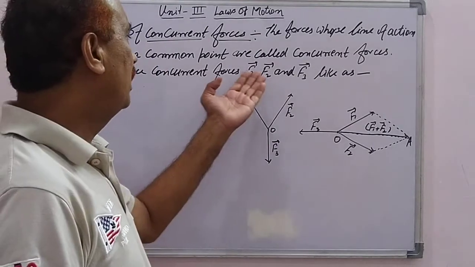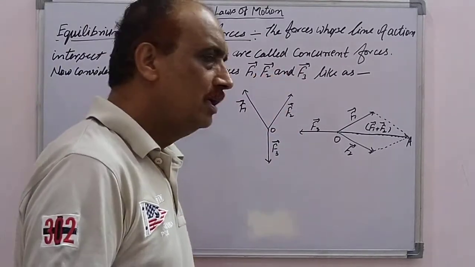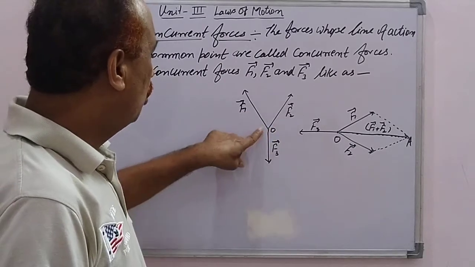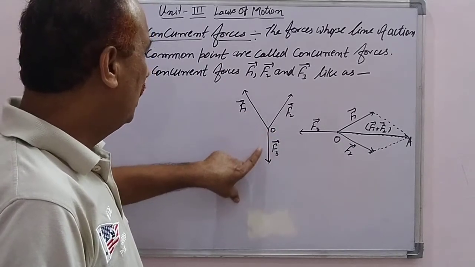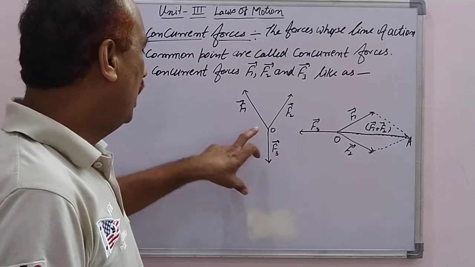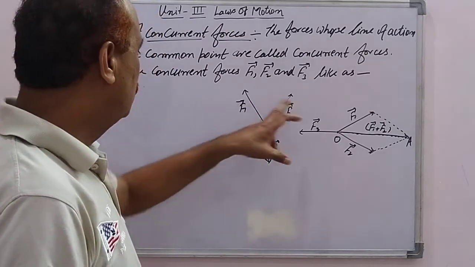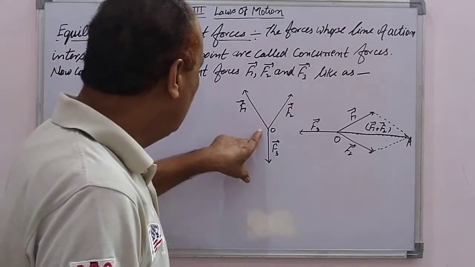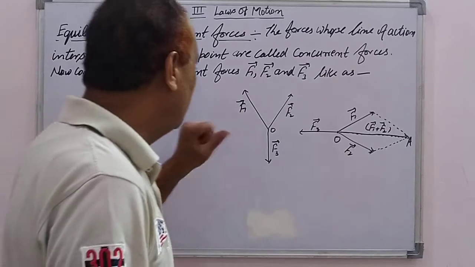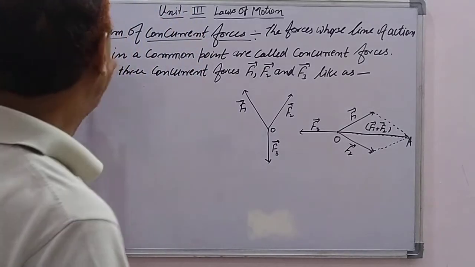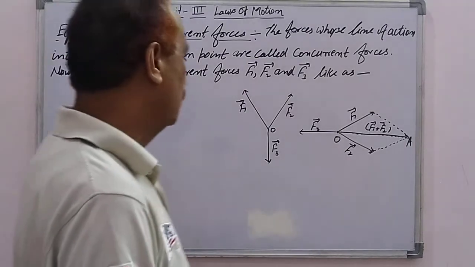We have to consider here three concurrent forces. Suppose F1 vector, F2 vector and F3 vector are such that F1 and F2 are both acting at a point O, and the F3 force is also acting in another direction at the same point, because all three forces are acting at the same point. So these are concurrent forces. Now we have to discuss the equilibrium of the concurrent forces.